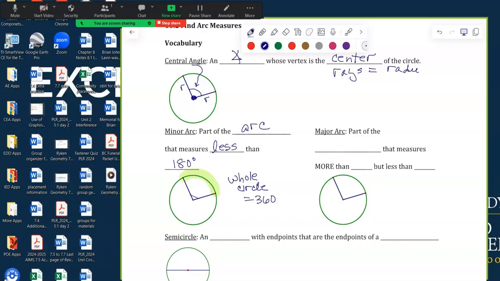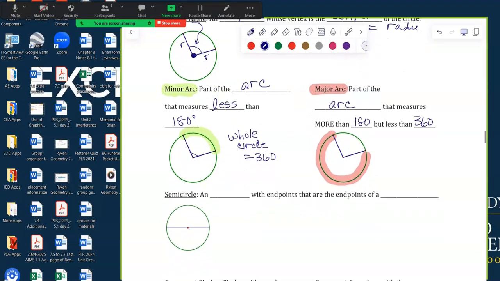Okay, a major arc, so let me just use this highlighting again. This is minor arc. Now we're going to go to major arc. This is going to be a major arc. The major arc is going to be greater than 180. That's going to be your major arc. Okay, so it's an arc that measures more than 180 but less than 360.